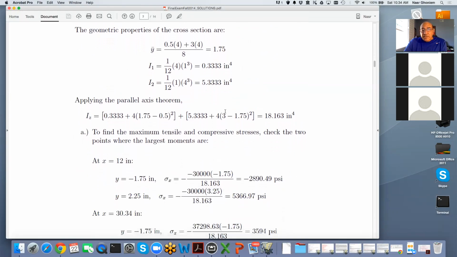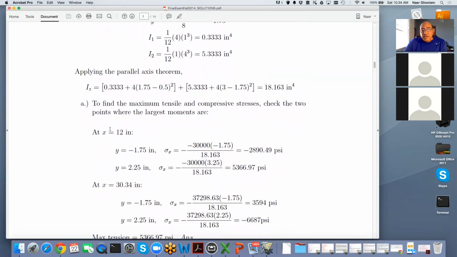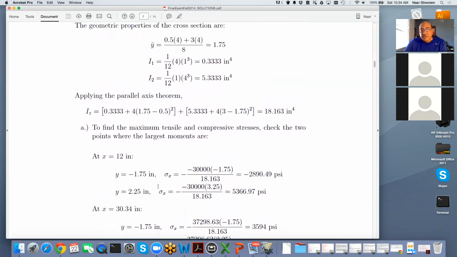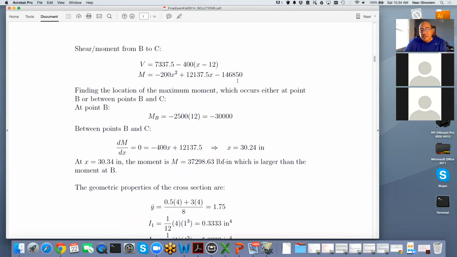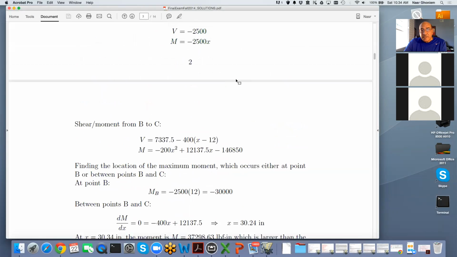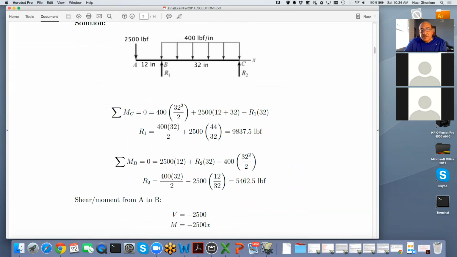So now we can go ahead and find the maximum tensile and compressive stress at the top and the bottom. And here we did it at two different positions, at x equals 12 and x equals 30. The reason is this 30 has a maximum moment, and 12 is in the first section, at this point in here.